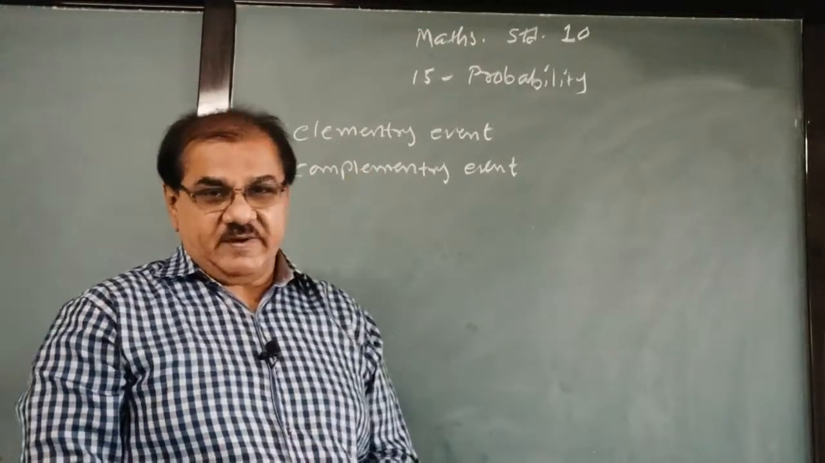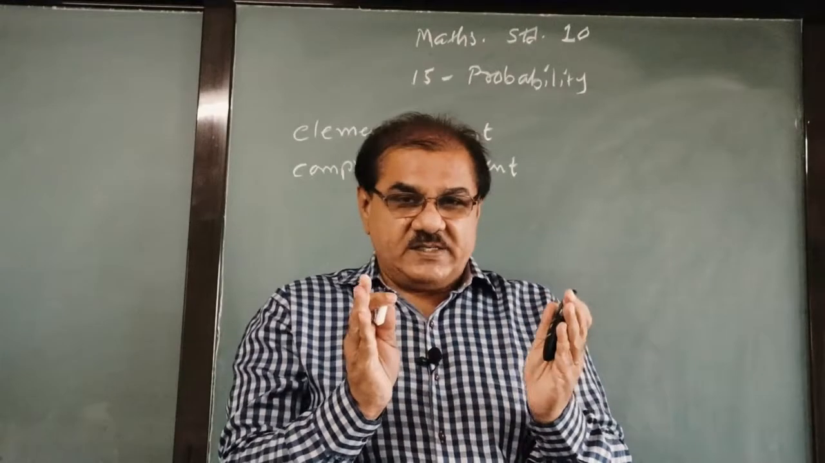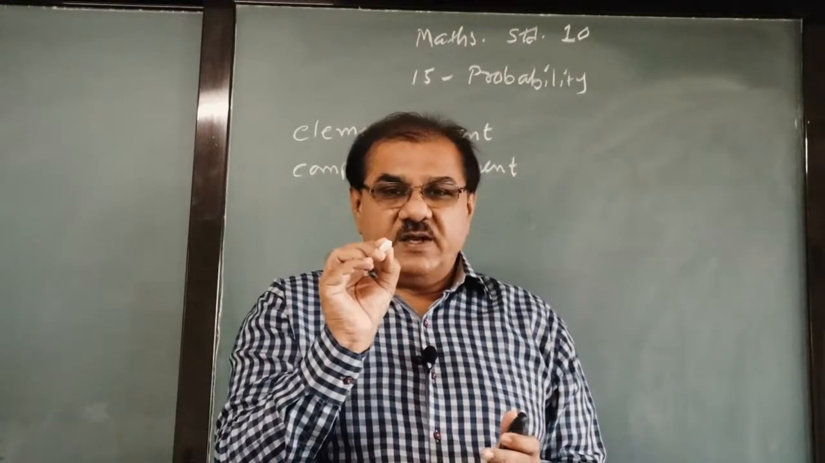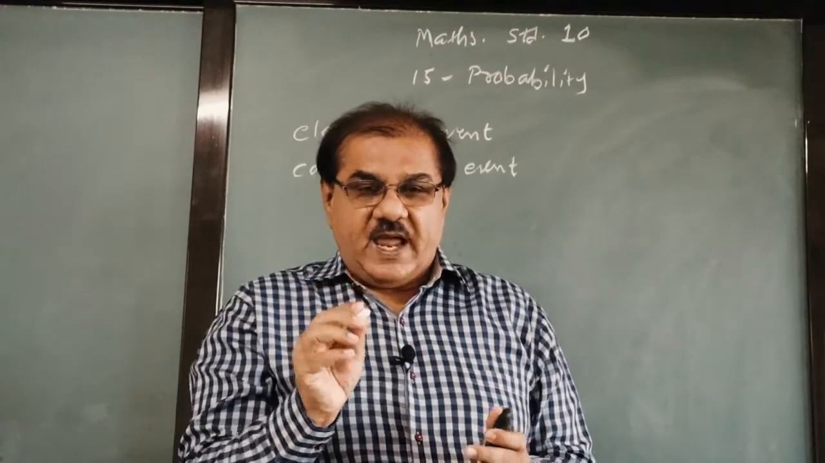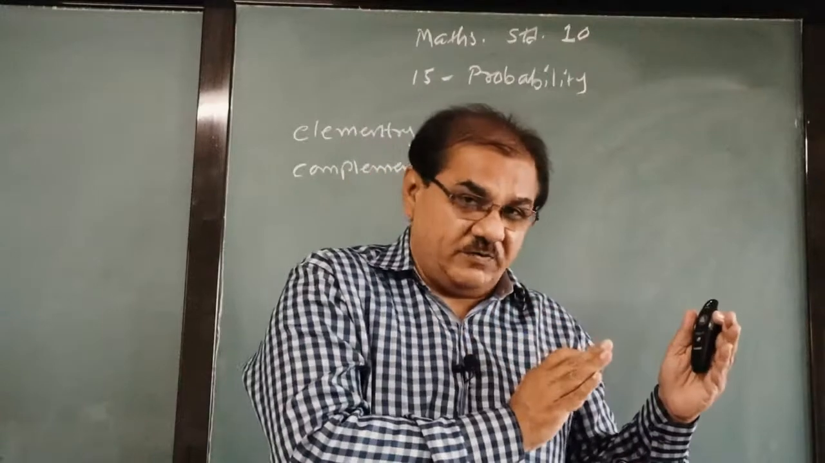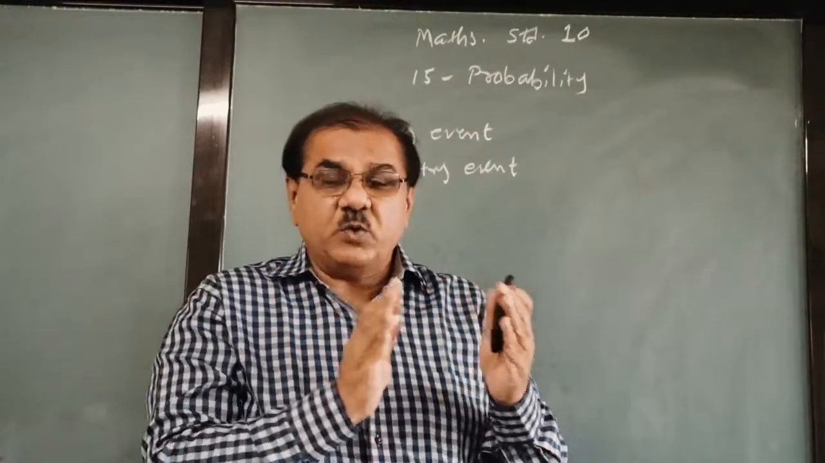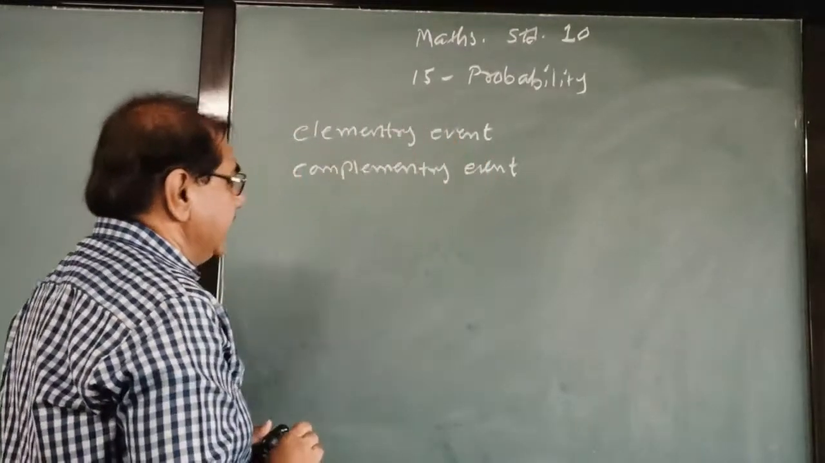Now, complementary events. If I divide the event into two parts, to be and not to be. Suppose one probability is P of E, and the second is P of not E. These two are complementary, and the sum of two complementary events is also equal to 1 in probability.